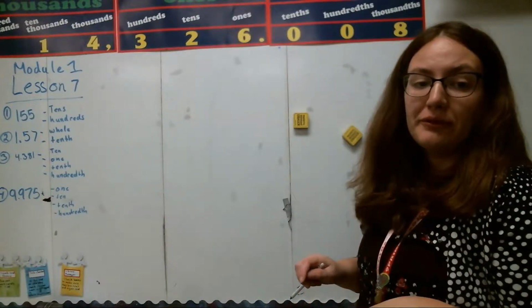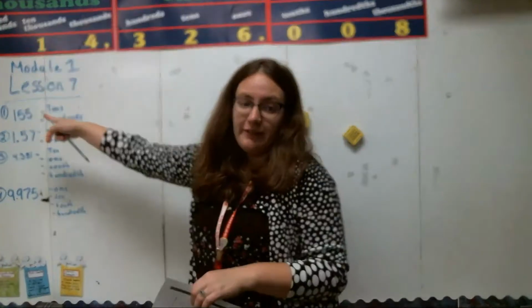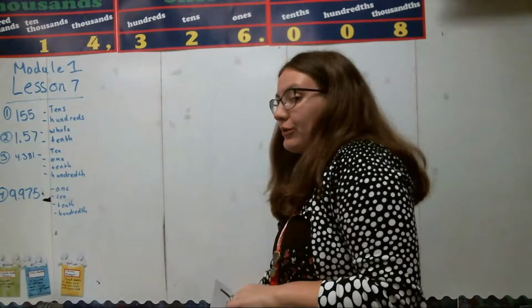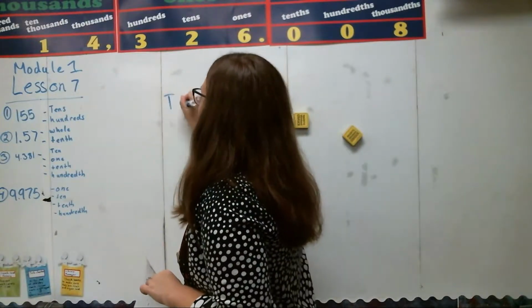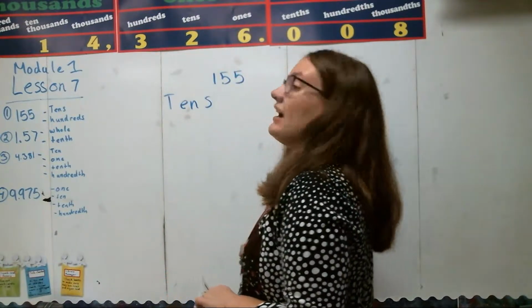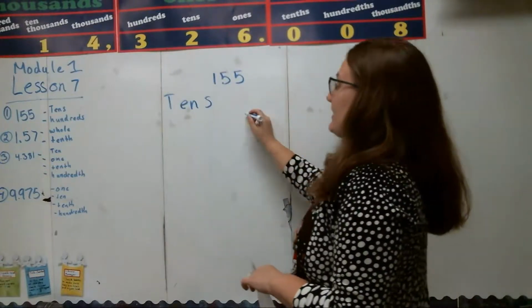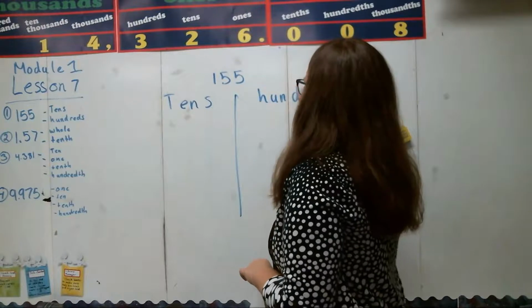So for this lesson, what we're first going to start off with is this number 155. And what we're going to do with this number 155 is we're going to be rounding it to the tens place. So I'll just write the number right here, 155. And we're going to be rounding this to the tens and to the hundreds.